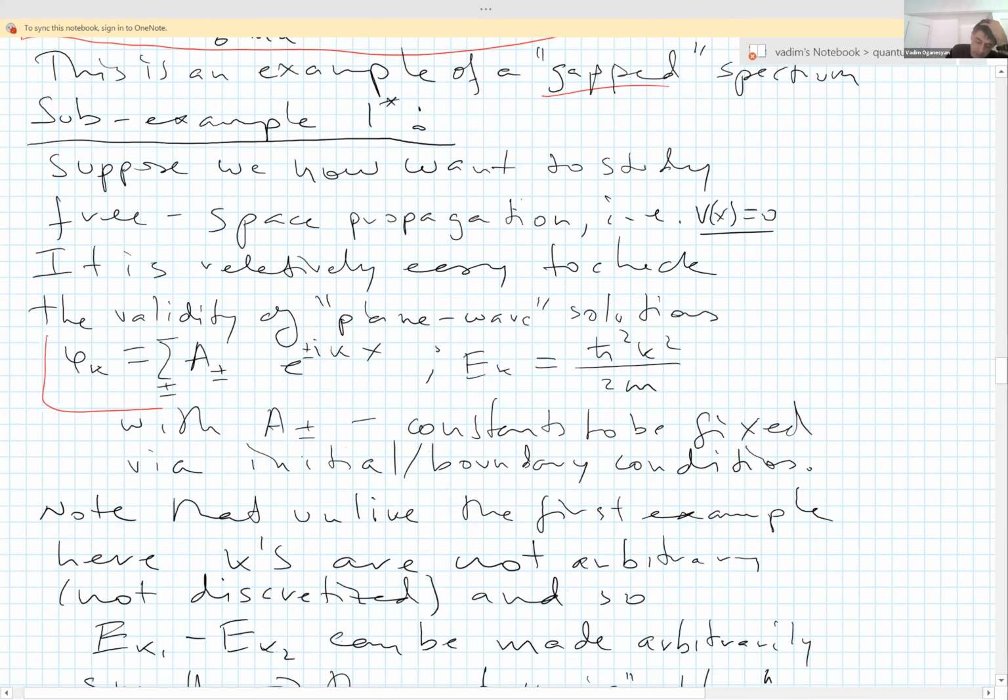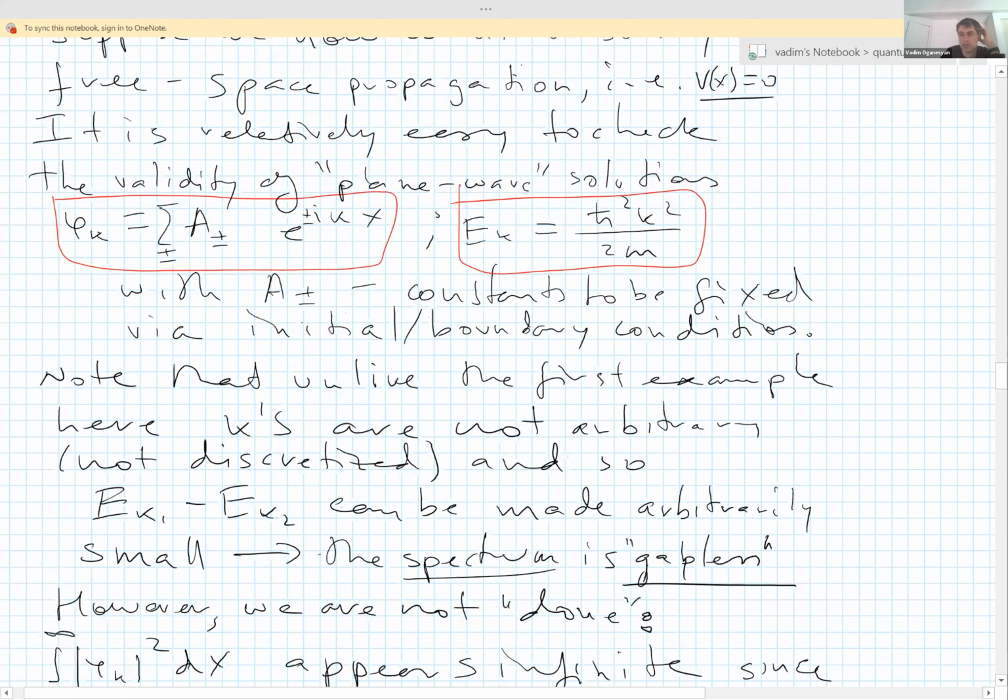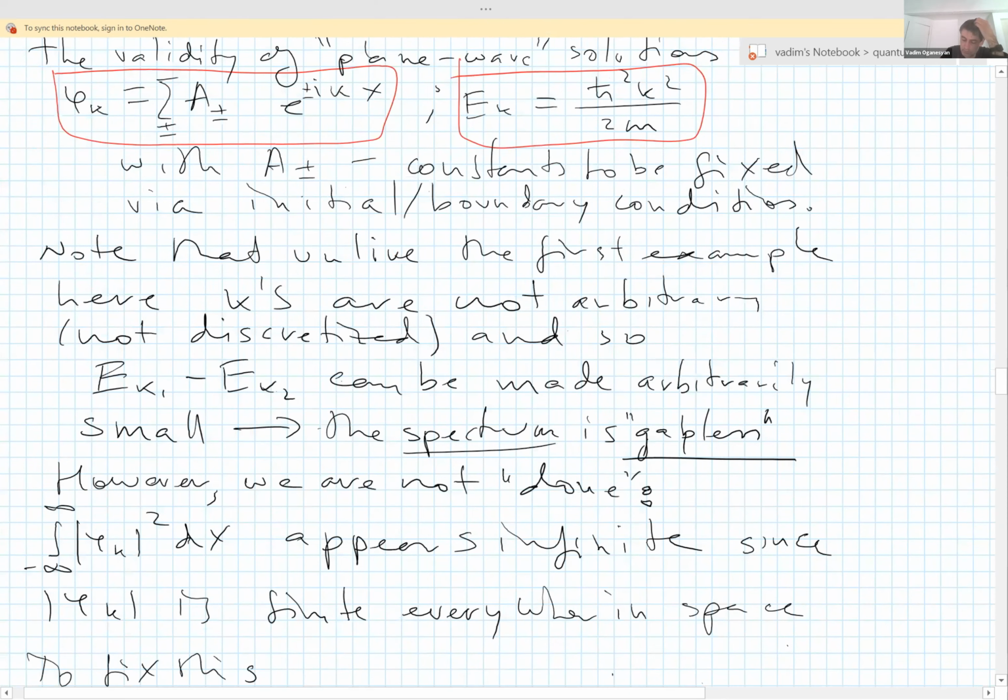And sure enough, the first step, where you say that if there's no potential, the solutions are just plane waves and the energy is that, seems legit. It's just a second derivative. But that's all you have. Right? So that means that in free space, the conditions on k just do not exist. k can be anything you want, right? In particular, if you take two k's and you ask what is the energy of the first plane wave, E k1, and the second plane wave, E k2, the difference can be arbitrarily small. So this is an example of a gapless spectrum, as one would expect.